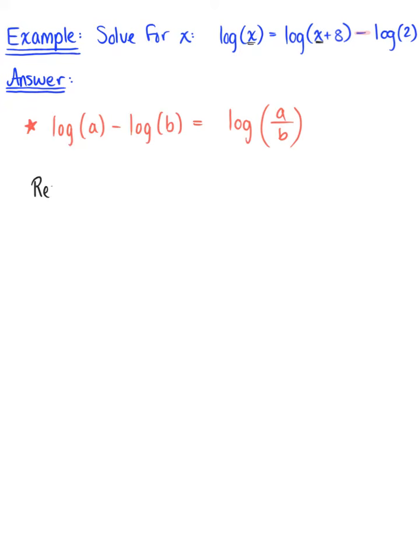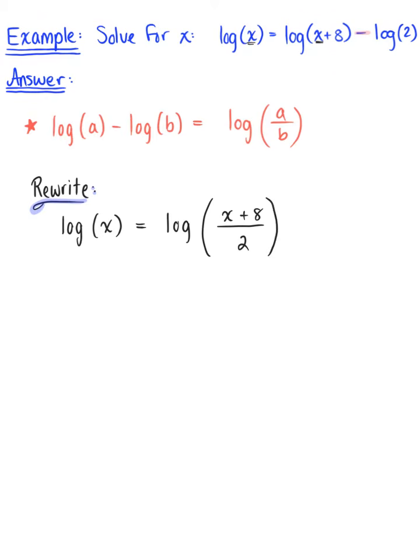We are going to start our solving process here by rewriting this given logarithmic expression. So the left-hand side will stay as it is. This is still log of x, but this is now equal to the log of x plus 8 divided by 2. Beautiful! So now we have one logarithm on the left-hand side and one logarithm on the right-hand side.